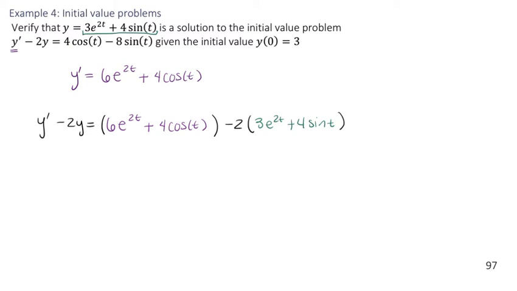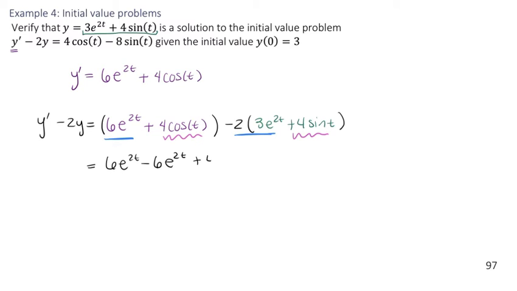Okay, so now let's simplify and combine like terms. If you notice, my e to the 2t's are like terms. So this is 6 e to the 2t minus 2 times 3, which is 6 e to the 2t. And then I have another set of like terms here. Well, similar enough terms, I guess. Not really like terms, but similar enough. I'm going to put them together because they're both trig functions.